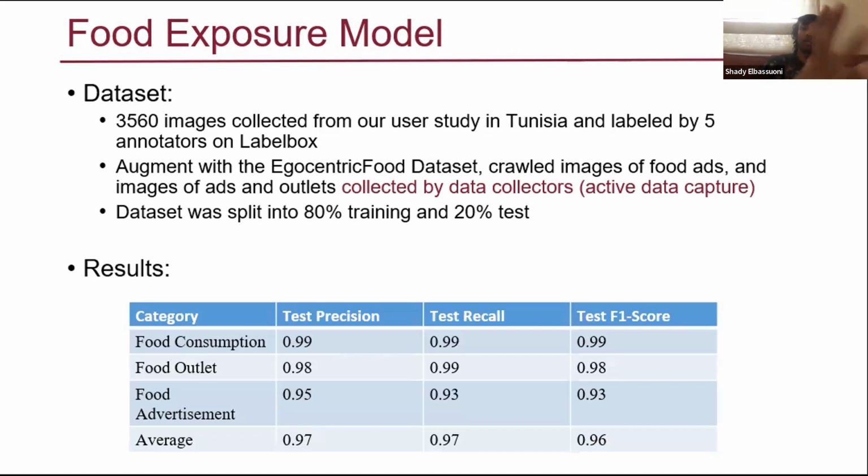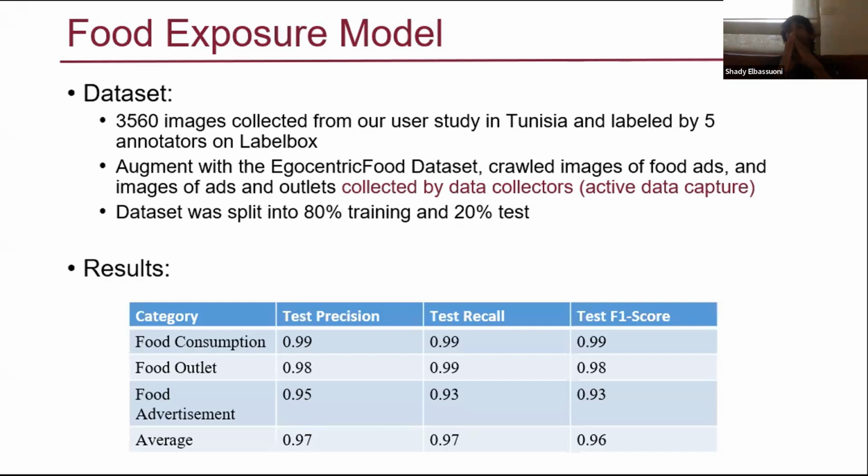And in our case, these were images, and we wanted to label or annotate them into these different classes: advertisements, outlets, or food consumption. And typically you give those annotators very clear instructions of what you want to do and how to annotate, in our case, an image.